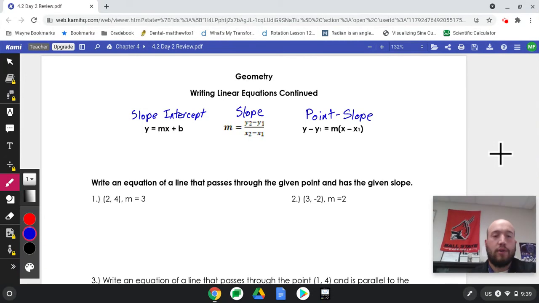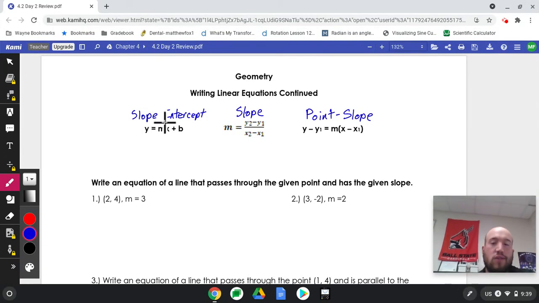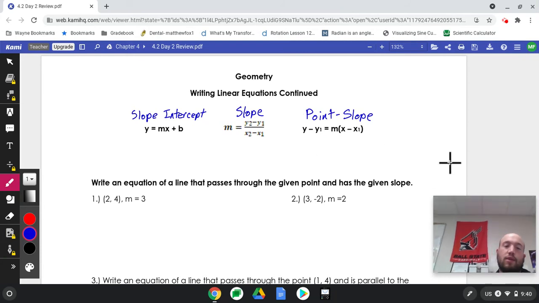So just to refresh our memory, we got our three formulas here. Slope-intercept, y equals mx plus b. Formula for slope, which is m equals y2 minus y1 over x2 minus x1. Finally, point slope, when we are given a point and a slope, y minus y1 equals m times x minus x1. So if we look here, it asks us to write an equation that passes through the given point and has the given slope. Point, slope, right? So that tells us we're going to use point slope formula.